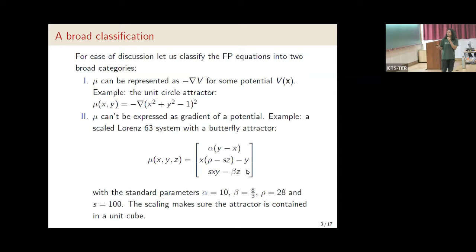An example would be a scaled Lorenz 63 system with a butterfly attractor, where you have the usual parameters alpha, beta, rho, and there's the scaling s equals 100. The scaling makes sure that the attractor is contained inside a unit cube. And as examples, we'll just look at these two equations.